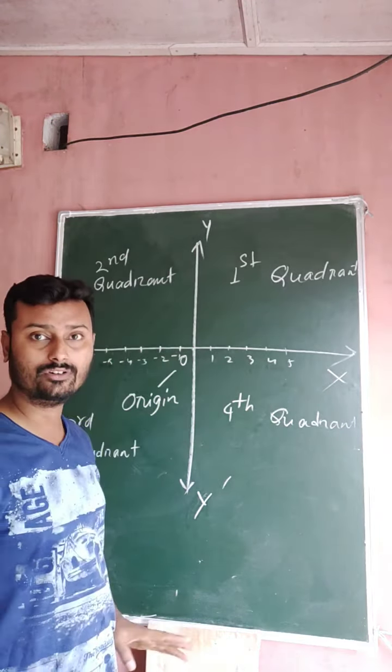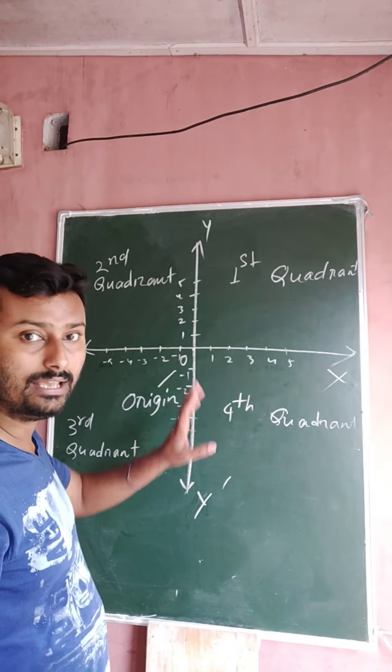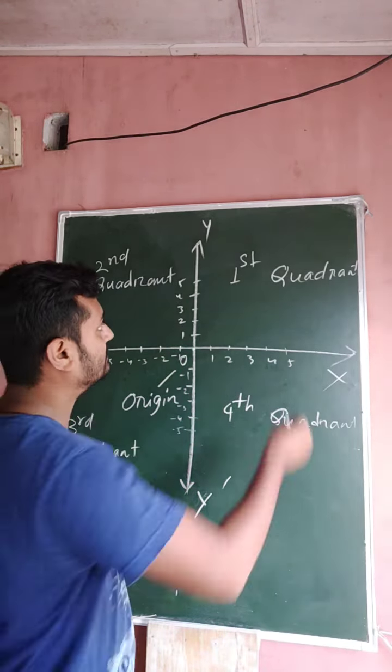So the coordinates of this point O, that means the origin. Again, all of you know that a point on the coordinate system is denoted like this, x comma y, written within brackets. Brackets mean these are points. This one is the x coordinate, that means the value of x, and this one is the y coordinate.